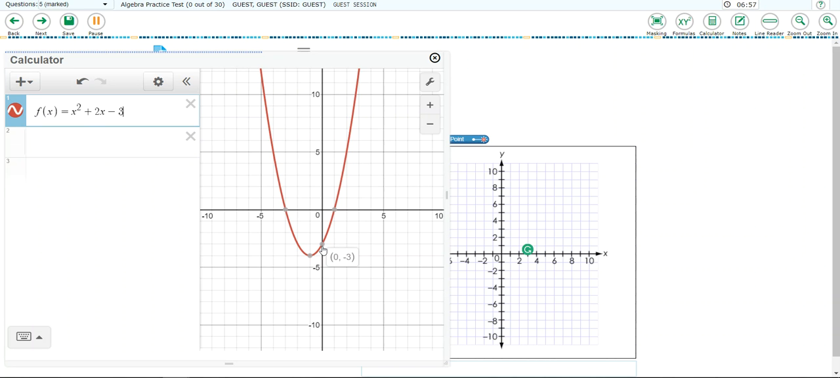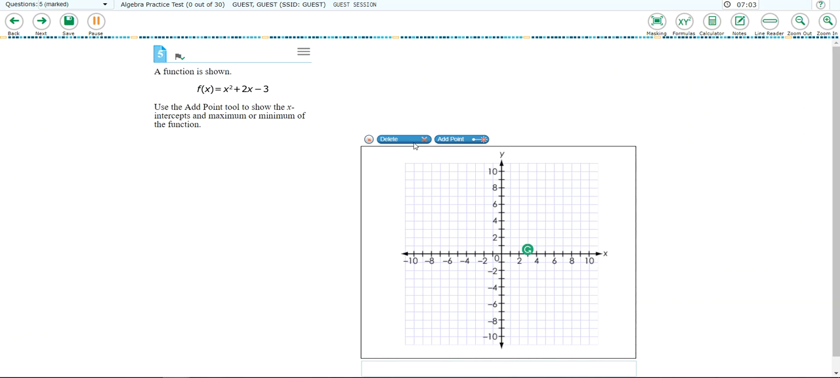Do not put the y-intercept there. X-intercept, +1, -3. So add point. There is -3. There is +1, and I've just clicked those points on there.